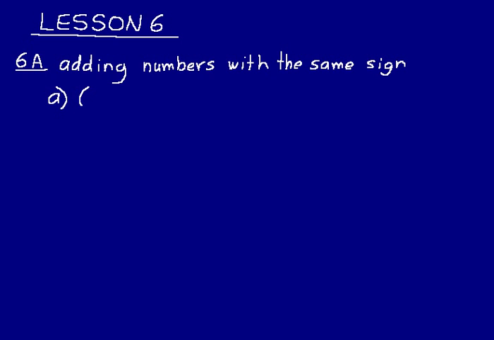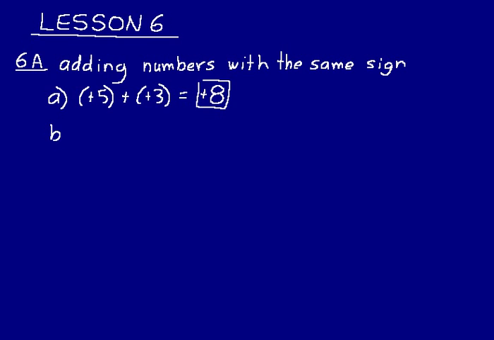For example, let's just do positive 5 and positive 3. So what we would do there is we just look at the numeral parts. When they have the same sign, we look at the numeral part, or the absolute value. So we have 5 plus 3 is 8. And we give the answer the sign that both of the original numbers had. So the answer would be positive 8.